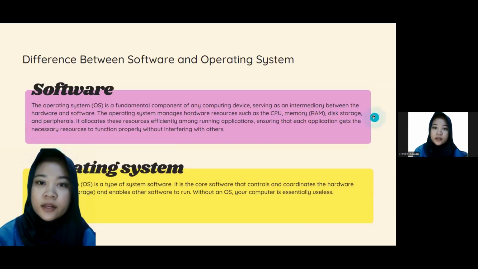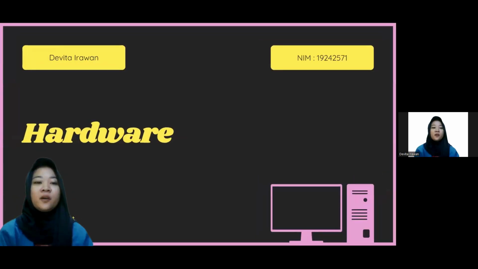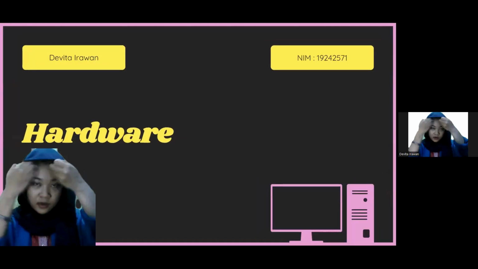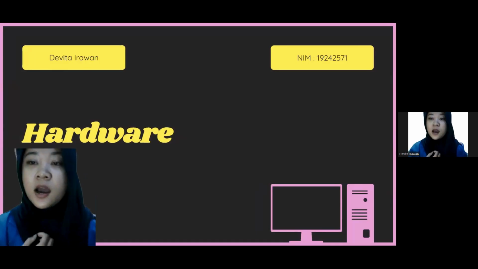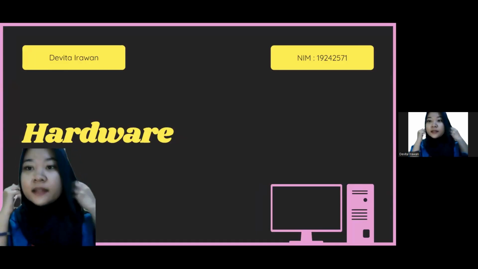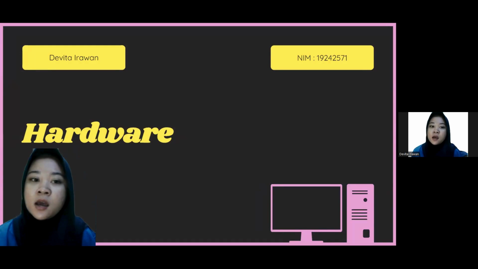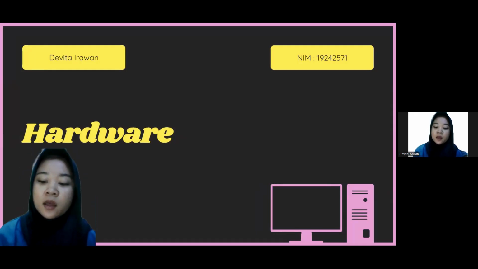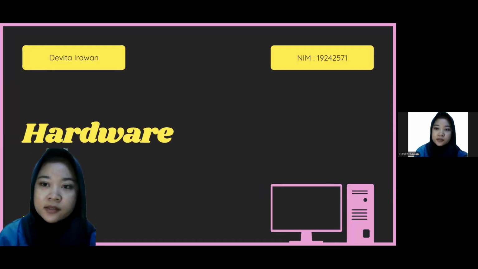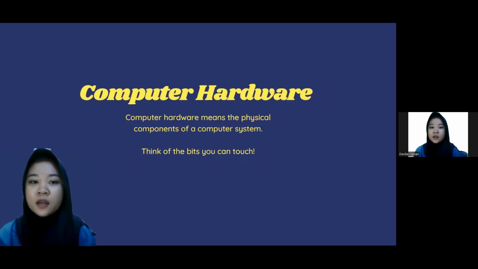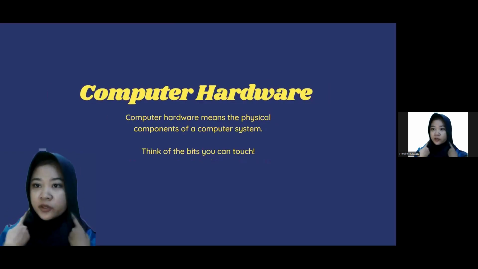Okay, the next slide we have the second material. After I chose software and operating system, the second one, I chose hardware. Okay, next slide. What is computer hardware?